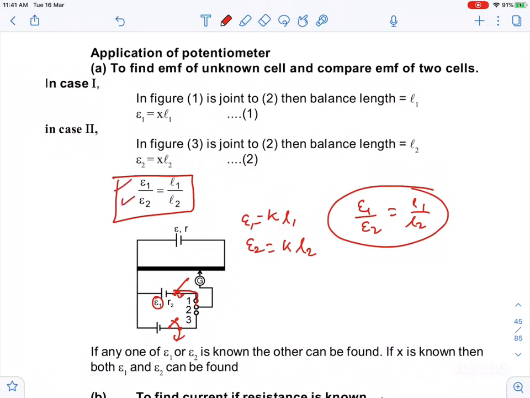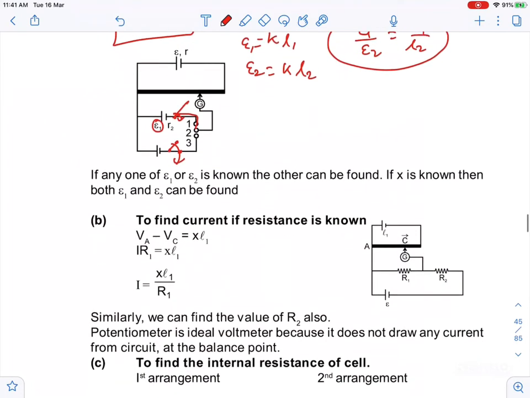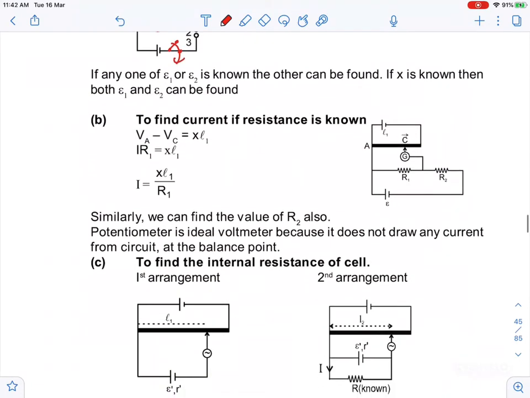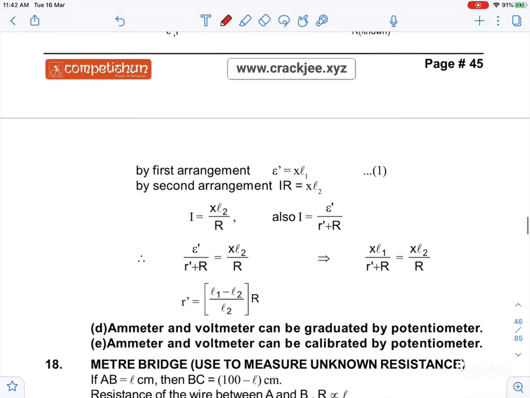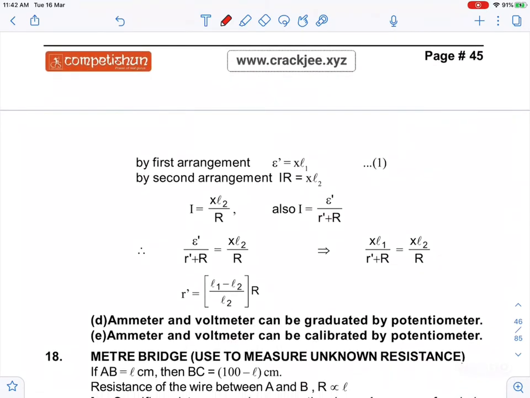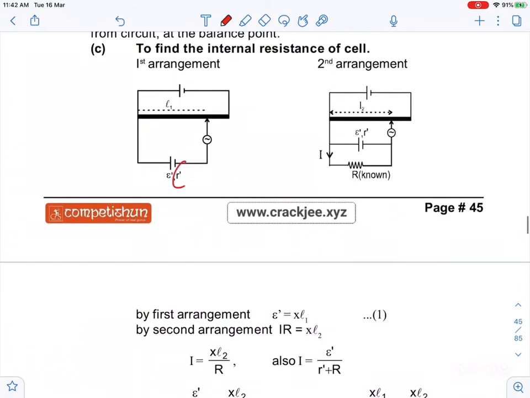So with the help of a potentiometer we can compare two cells, or the EMF of two cells can be compared. Only thing is, if you know the length corresponding to which the galvanometer is showing zero deflection, then E1 by E2 is equal to L1 by L2. You can even find internal resistance and current with the help of this.